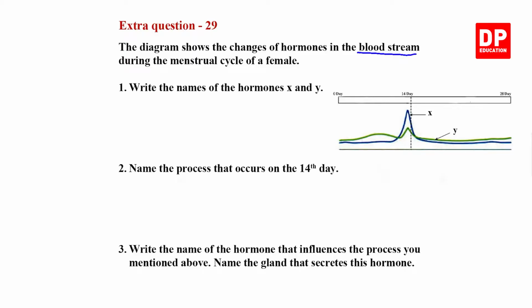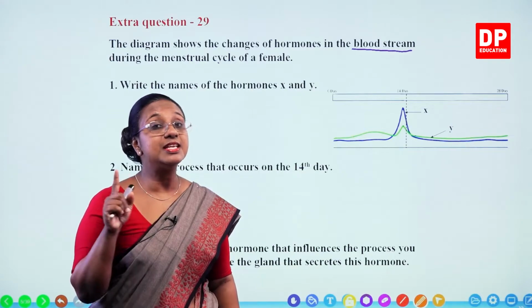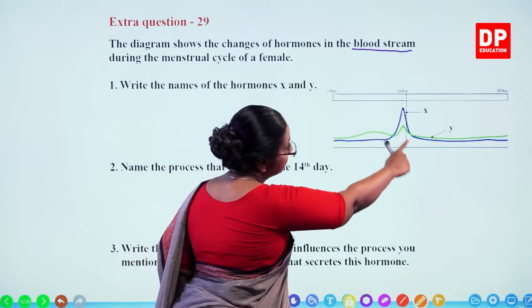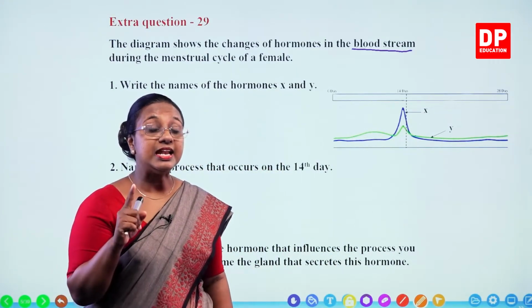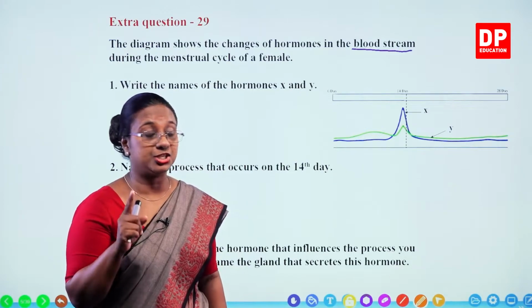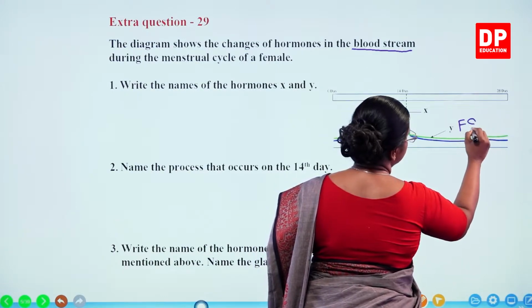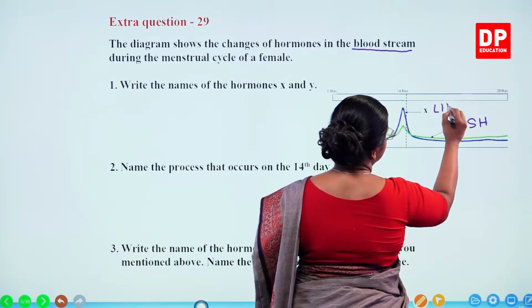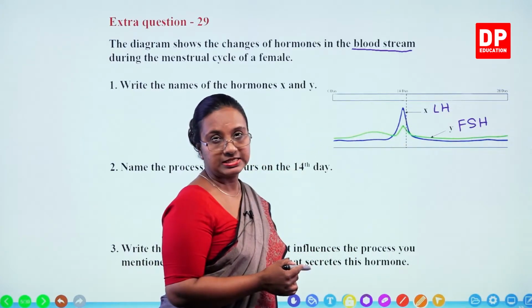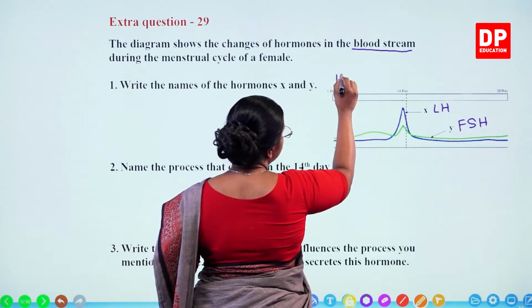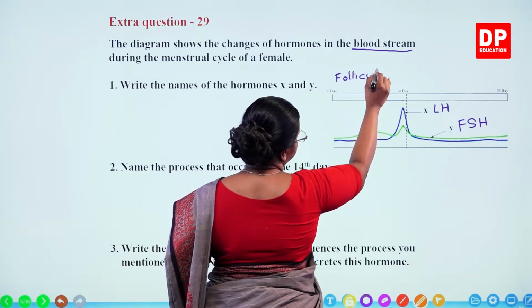So here you can see, students, the green color graph, that is the follicle stimulating hormone, or what we call FSH, again produced by pituitary. And X you can see is the luteinizing hormone, that is also produced by pituitary, LH. So FSH is green color, LH is blue color. This is FSH and this is LH. And the first 14 days is, what is that phase? It is the follicular phase.